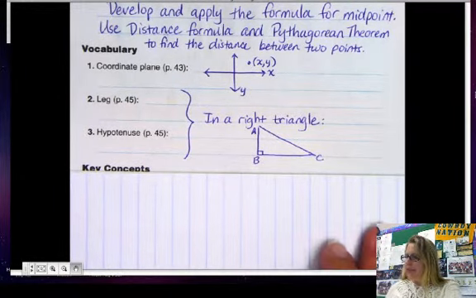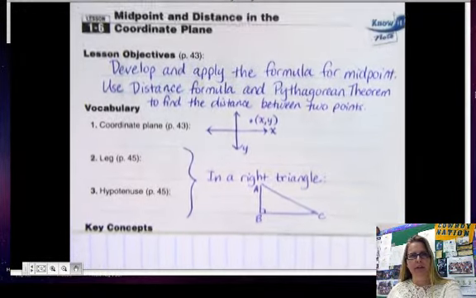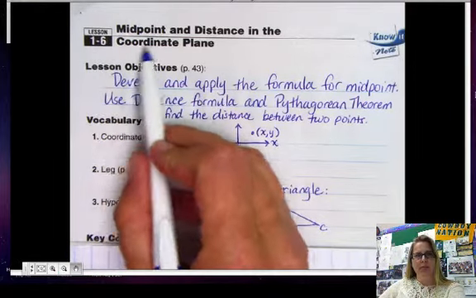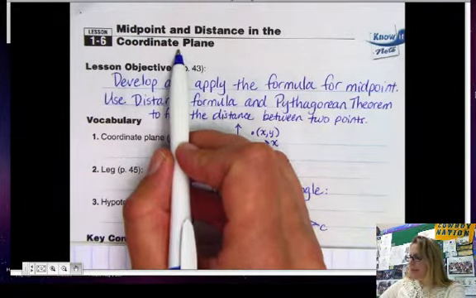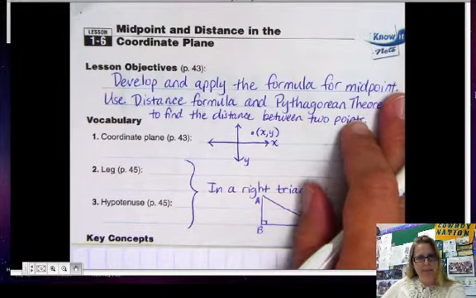Hello everyone. We are going to continue with our lessons today. We are on section 1-6, midpoint and distance in the coordinate plane. Please take out your notes if you haven't done so already.